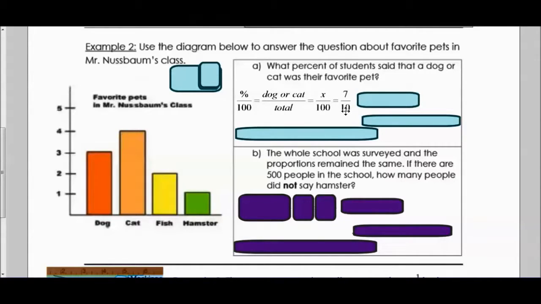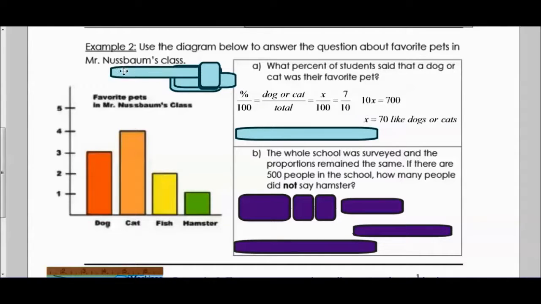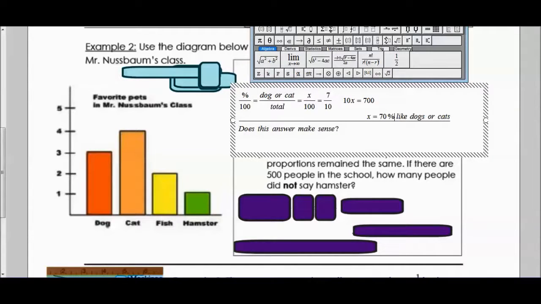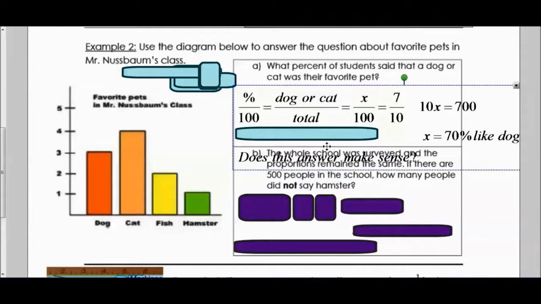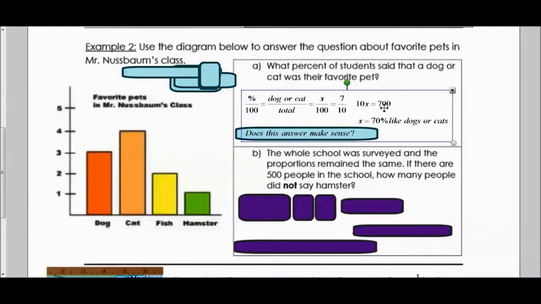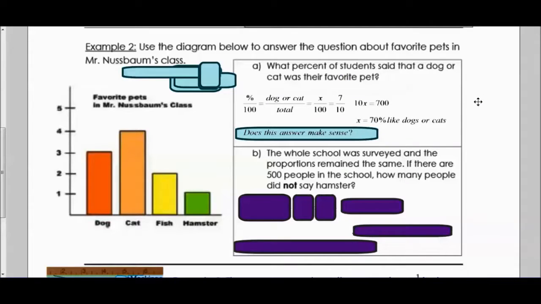You could just divide that out and change it into a percent that way, or we can cross multiply: 10 times x, that would give us 10x, and 7 times 100, that's 700. We divide by 10 on both sides, and we get 70 percent. Like dogs and cats. It's very annoying that it resizes that every single time. All right, so 70% like dogs or cats. That answer does make sense. It's a good chunk of them. It's over half, so that one's good.